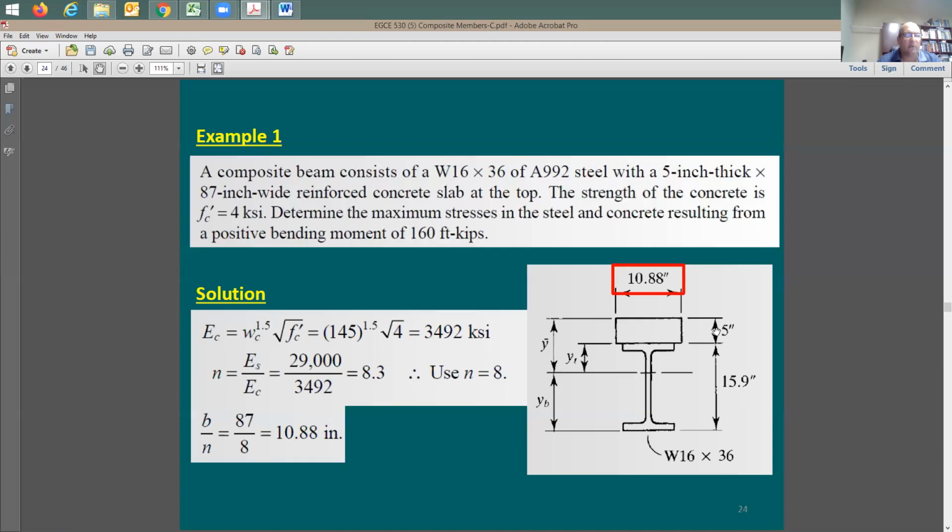Now, someone's going to say, why don't I take the 5-inch thickness and divide it by N instead of taking the width and dividing by N? Because what you're doing here is taking the area and converting it into steel elements or steel area. If you take the 5-inch divided by 8, you're going to be pushing the height of the concrete to be very small. And if you keep the big width and reduce the thickness, the moment of inertia is going to be much higher.